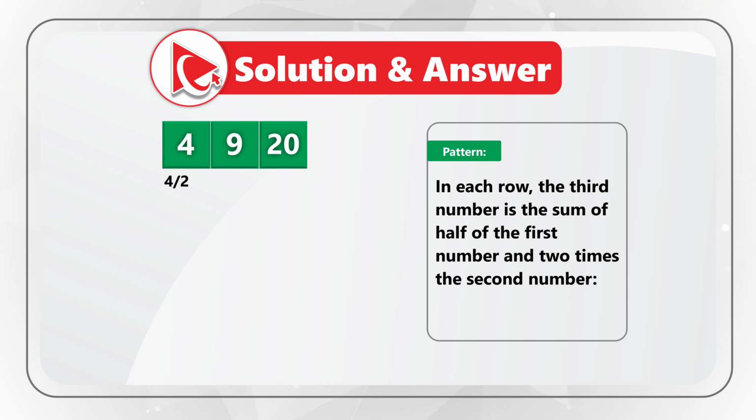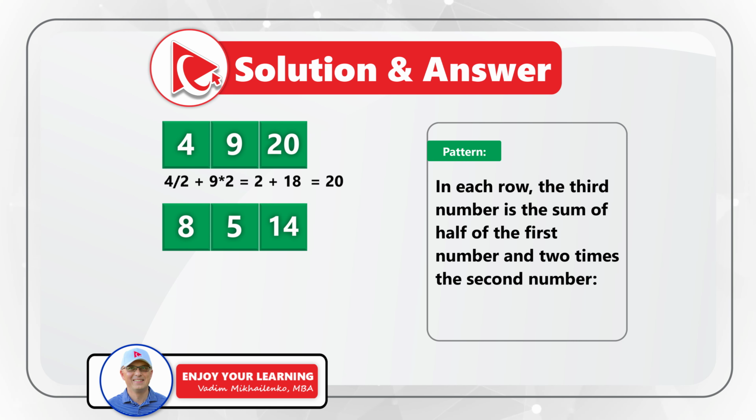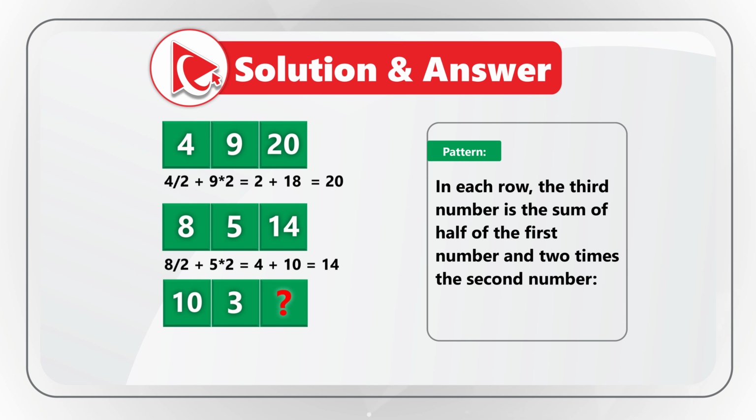4 divided by 2 plus 9 multiplied by 2 equals 2 plus 18 and equals 20, which is exactly the number in the third column. Second row contains numbers 8, 5, and 14. 8 divided by 2 plus 5 multiplied by 2 equals 4 plus 10 and equals 14. And now we are ready to calculate the missing number.